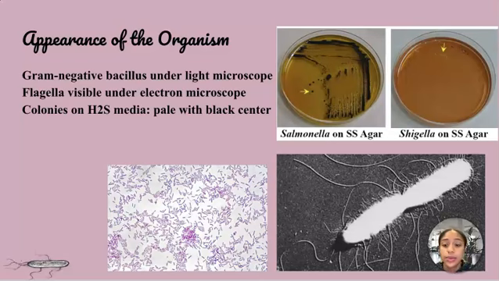The appearance of the organism. Under the microscope, Salmonella appears as pink gram-negative rods, as seen in the bottom left corner. On selective media that detect hydrogen sulfide, it forms pale colonies with black centers. That black color is one of the main features labs use to identify it in stool cultures.